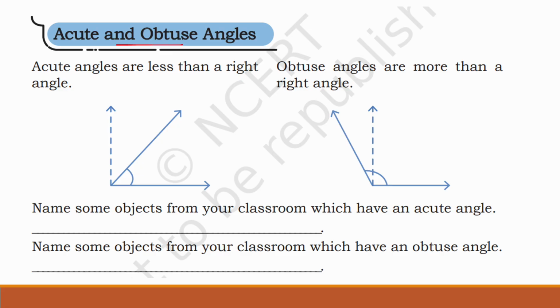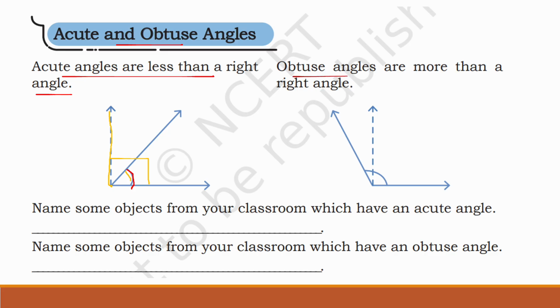Acute and obtuse angles. Acute angles are less than a right angle. See, right angles are L-shaped angles. They form 90 degrees. So, acute angles are less than a right angle. See this figure. See, this angle is an acute angle. This is less than a right angle. If you draw a line through this dotted line, then we will get a right angle. See, this angle is a right angle. But this red one, this is an acute angle.